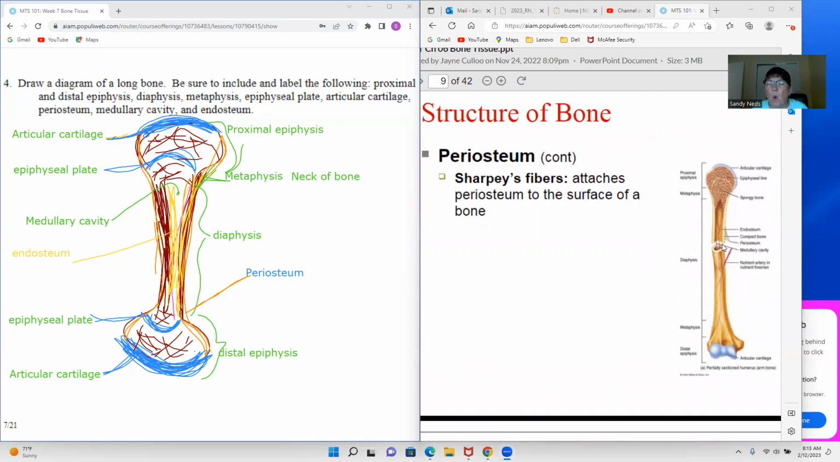Now, what holds that periosteum so tightly to the bone? That is called Sharpey's fibers. Sharpey's fibers, the little spot welds that hold it directly to the bone.